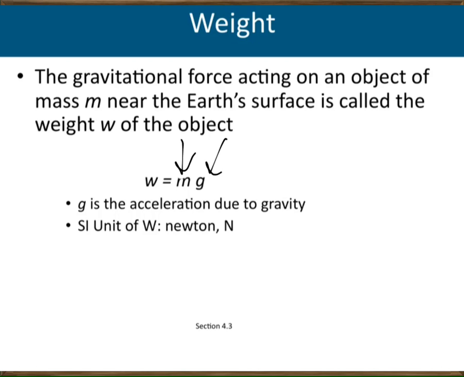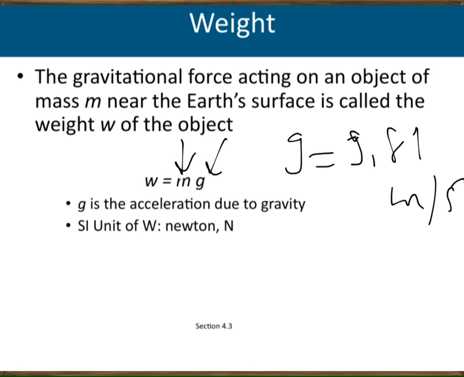It's 9.81 meters per second squared. So if you multiply this g by the mass of the object, then you will find the weight of the object on the surface of Earth. And the weight is not universal, as you can see. It's unique to the surface of Earth.